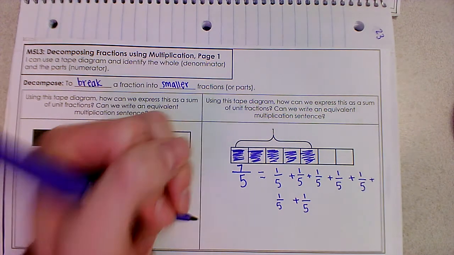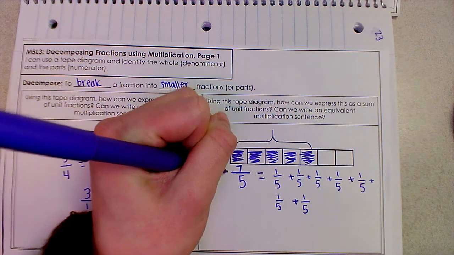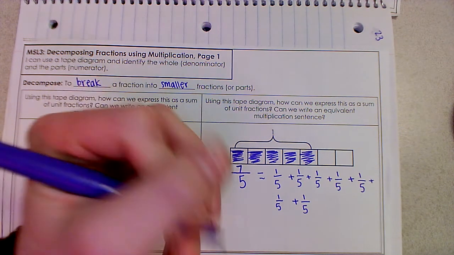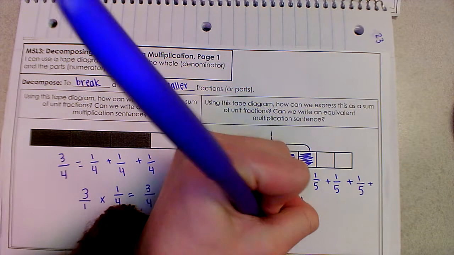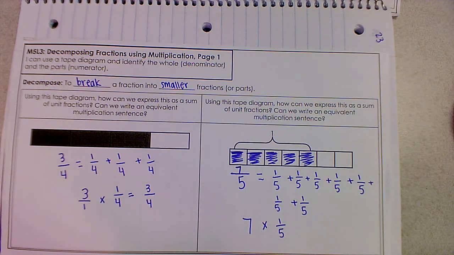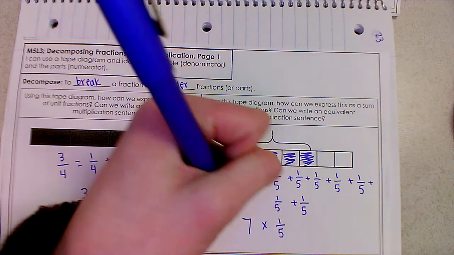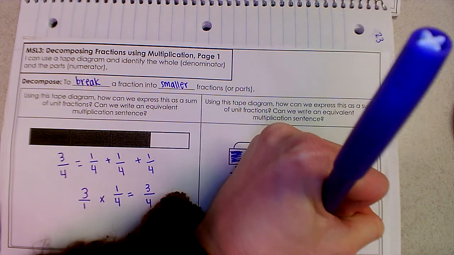Now, how can we represent this using multiplication? Well, we're going to look at the total again. So this is 7/5. So how can we represent 7/5 using multiplication? Well, we can do 7 times 1/5. And if you want to, you can draw that imaginary 1 underneath the 7 to help show that. And then 7 times 1/5 equals 7/5.